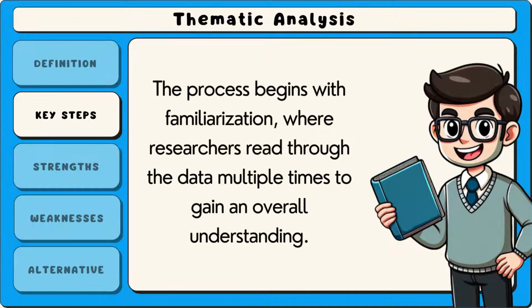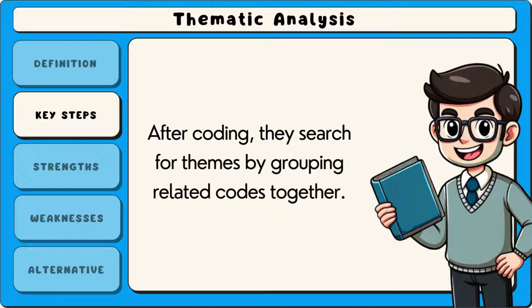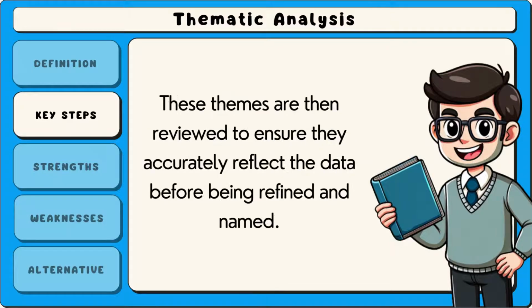The process begins with familiarization, where researchers read through the data multiple times to gain an overall understanding. Next, they generate initial codes by identifying important features in the data that seem relevant to the research question. After coding, they search for themes by grouping related codes together. These themes are then reviewed to ensure they accurately reflect the data before being refined and named.